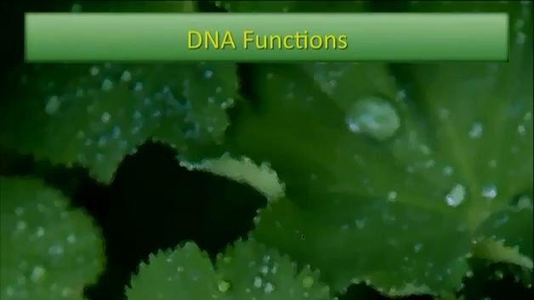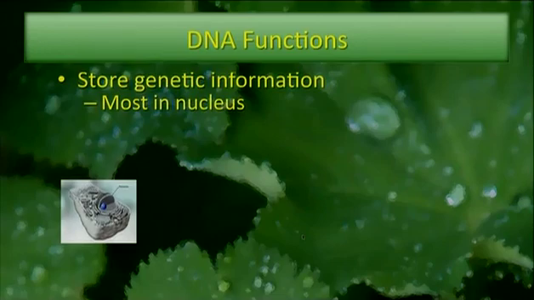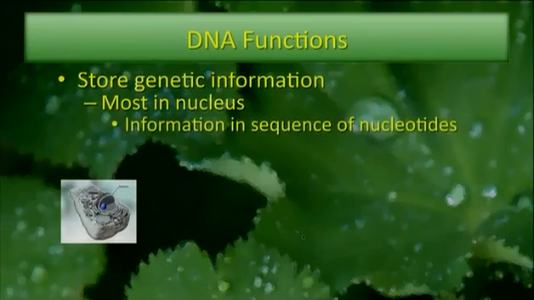Now DNA functions. What does it do? Among other things, it stores genetic information, and most of this genetic information is in the nucleus of the cell, compartmentalized. It has information in the sequence of nucleotides, A and T and C and G. So the sequence of nucleotides making up DNA codes for genes, or rather genes that code for proteins.